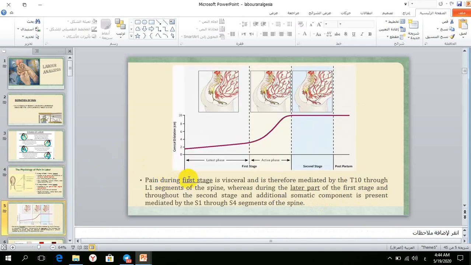Pain during the first stage is visceral and therefore mediated by the T10 through L1 segments of the spine, whereas during the later part of the first stage and throughout the second stage an additional somatic component is present, mediated by the S1 through S4 segments of the spine.